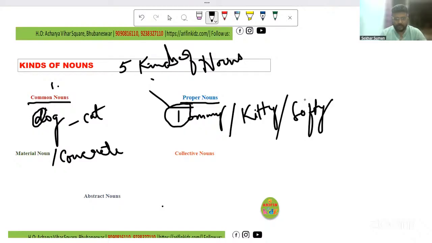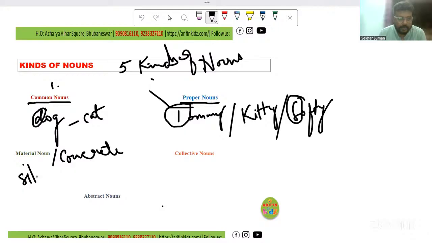So I need to write the first letter of the name as capital, right? Well, let us move to material noun or concrete noun. Material or concrete noun gives the idea about which material it is or which item it is made up of, right? Which matter it is made up of.